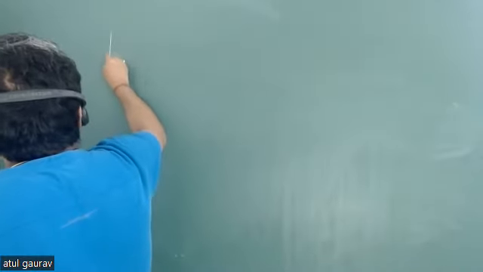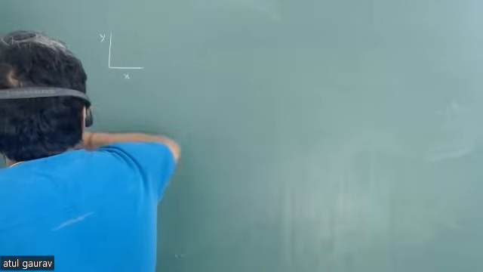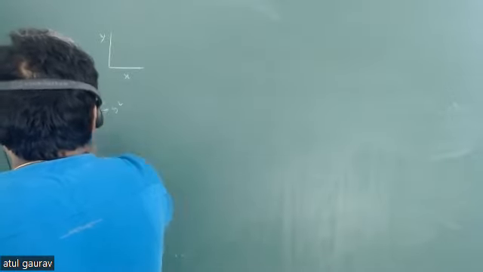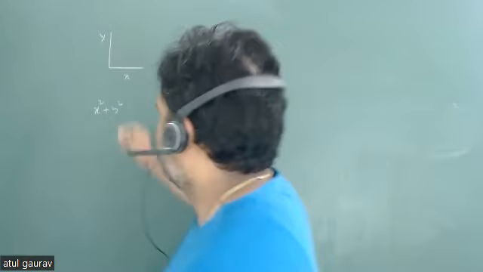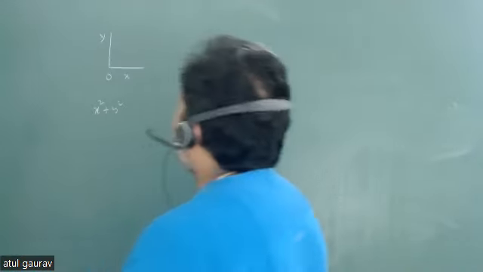Now, if you have something like x and y, then what is your x square plus y square? What is this for you? This is your origin. And try to understand it like a plane. What is this particular thing?